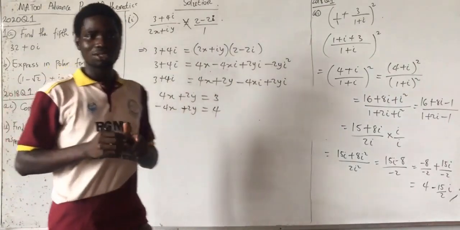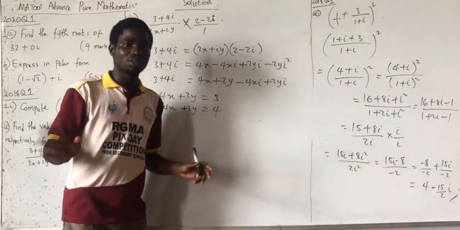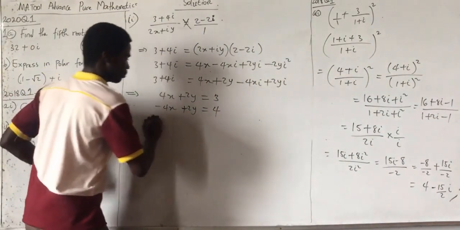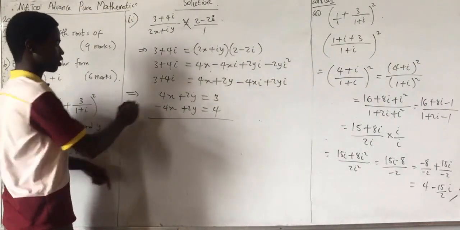This is a simultaneous equation. I will still show you how to solve simultaneous equations using a calculator, but let's solve this one now using the elimination method. This plus this, just add it.